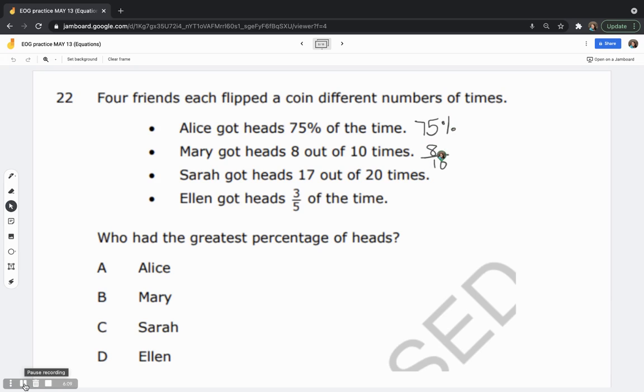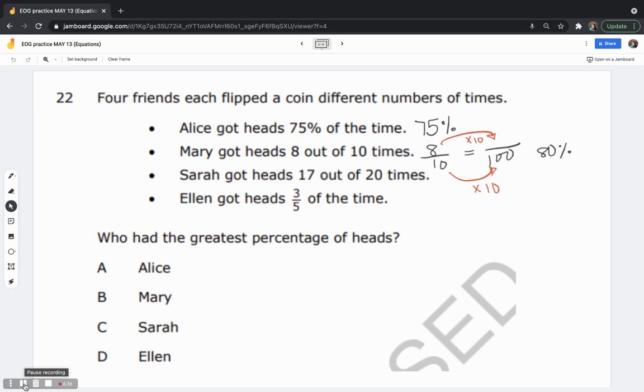Mary got heads 8 out of 10 times. And remember, a percent is out of 100. So we're looking for 8 out of 10 equals what out of 100? So to get from 10 to 100, I have to multiply by 10. So then I would do the same thing here. And 8 times 10 is going to give us 80. So this here would be 80% for Mary.